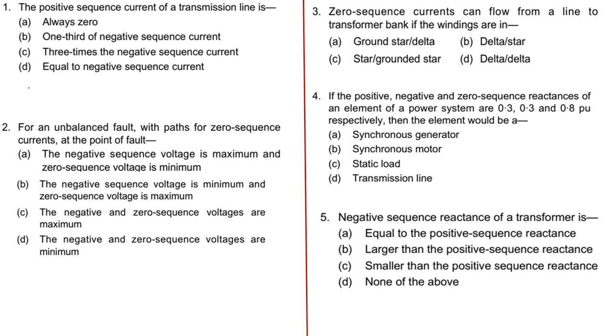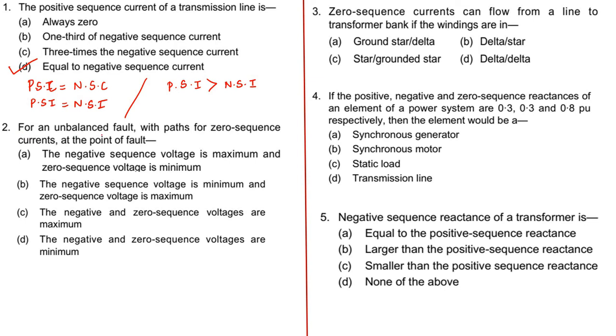For a transformer or a transmission line, the positive sequence current should be equal to the negative sequence current, because the positive sequence impedance should be equal to the negative sequence impedance. But in the three-phase generator, the positive sequence impedance is more than the negative sequence impedance. So the answer is equal to negative sequence current.